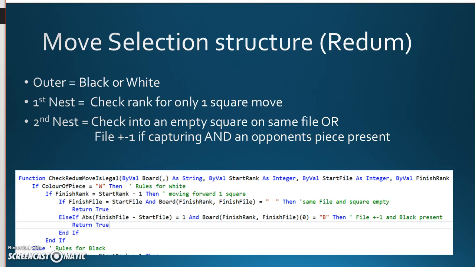Then the second nest says, okay, you've passed the first test. If it is only moving one square at a time, if you're staying in the same file, it better be a blank because you're not allowed to capture going straight on. Or if you're moving diagonally by one, i.e. one file to the left or right, then you better be moving into a square where there is an opponent's piece because you're performing a capture like a pawn normally would.